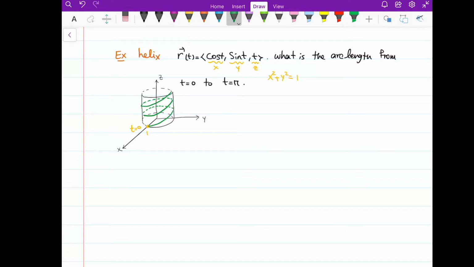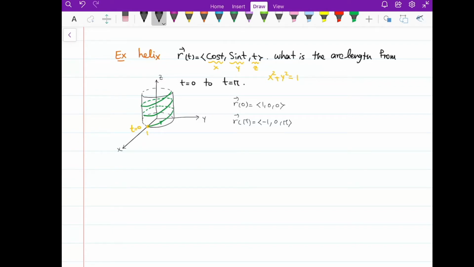Okay, it moves like this, and at t equals 0, it's here. At t equals pi, let me basically write this. r of 0 is (1, 0, 0). r of pi, plug in pi, cosine of pi is -1, sine of pi is 0, and then pi.